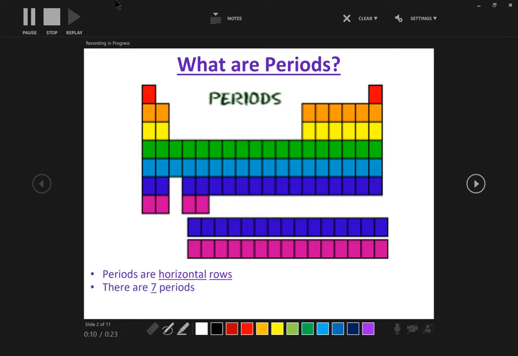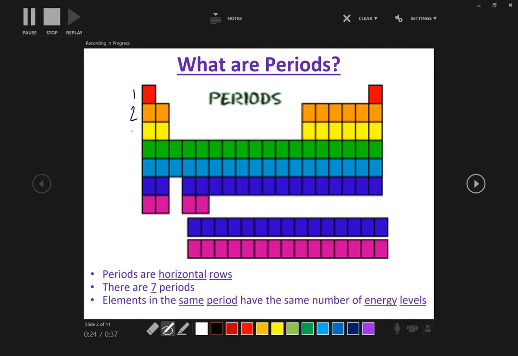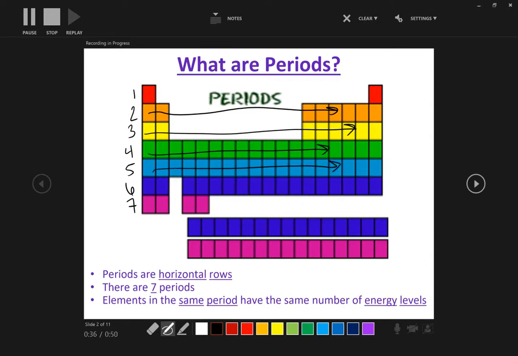There are 7 periods. Elements in the same period have the same number of energy levels. So you can see each color in our diagram is a different period. So we've got 1, 2, 3, 4, 5, 6, 7, and they all go across your periodic table.